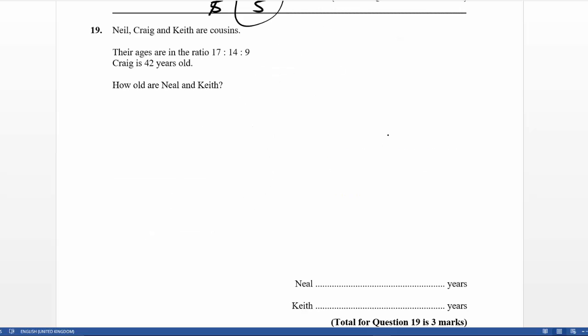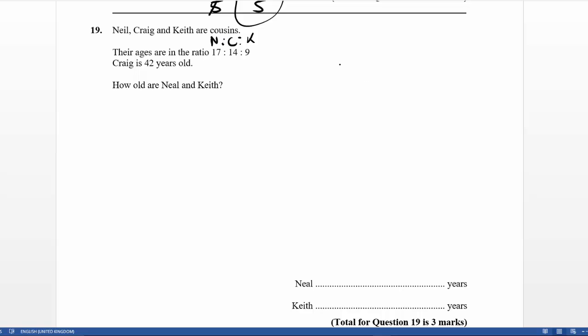Next question. Neil, Craig and Keith are cousins. Their ages are in the ratio of 17, 14, 9. Craig is 42 years old. How old are Neil and Keith? The first thing I'm going to do is just label these up. So that's Neil, that's Craig, and that's Keith. Let's put those in that ratio there. Let's make that a bit neater.